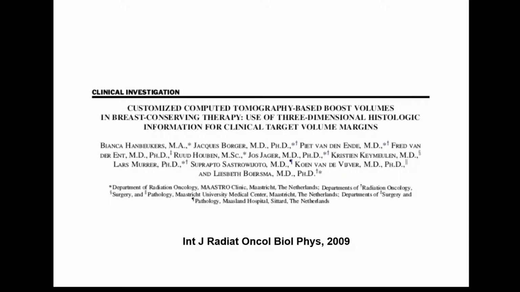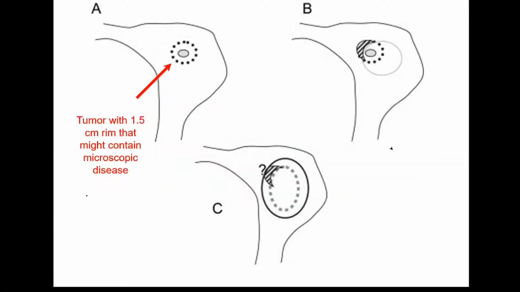So this concept has been talked about for some years in various forums, but I see it has not really penetrated into common practice in radiation oncology. There's a paper from 2009 from a group in the Netherlands. Next slide. They point out that if we look at a tumor, a 1.5 centimeter rim is the area at highest risk for containing residual cancer after excision. Next slide.